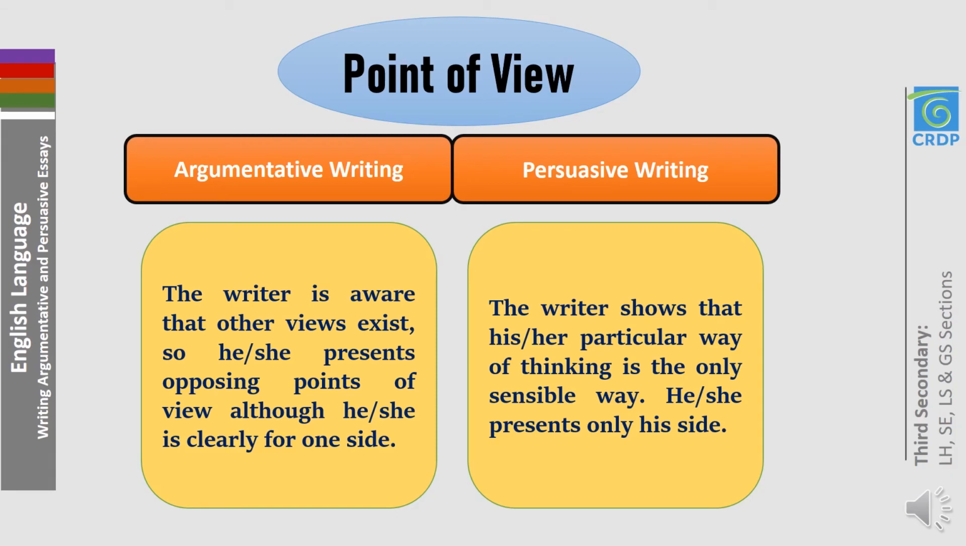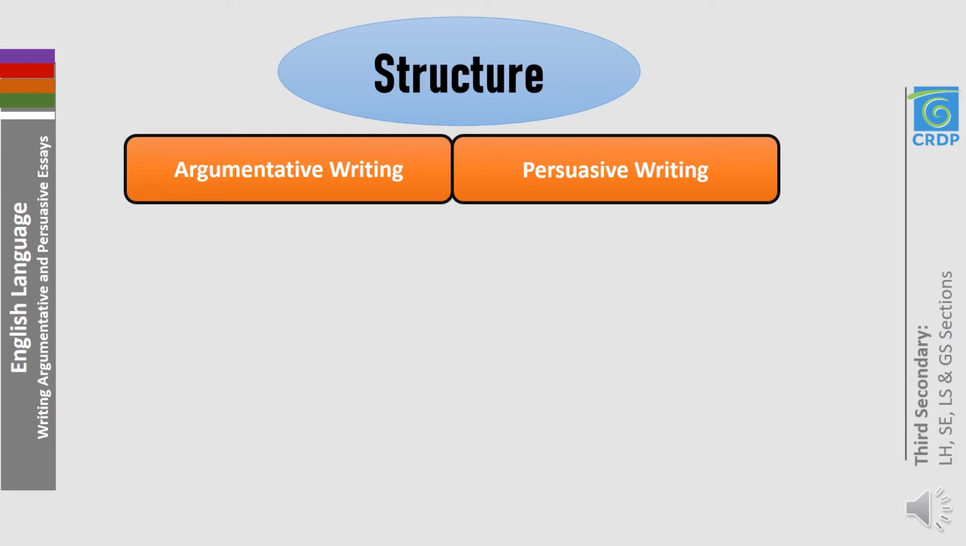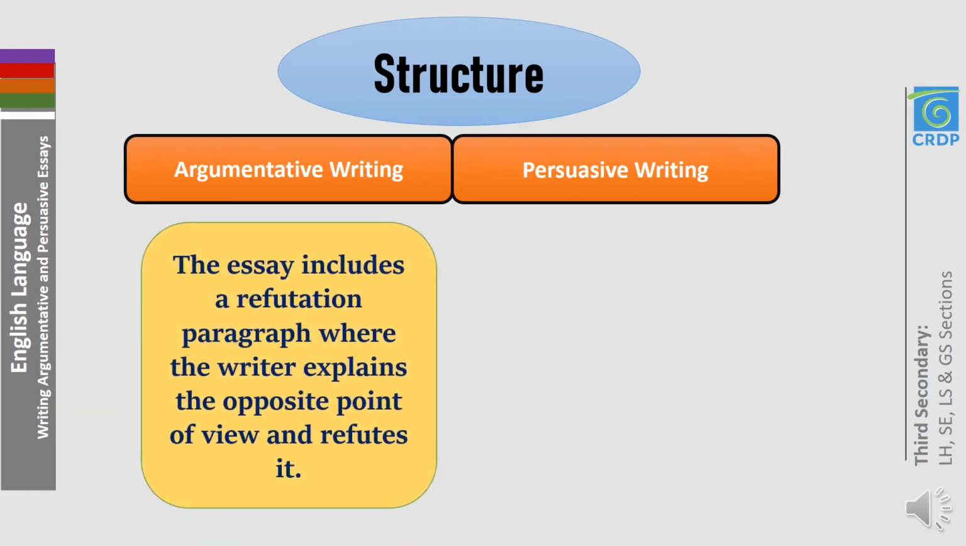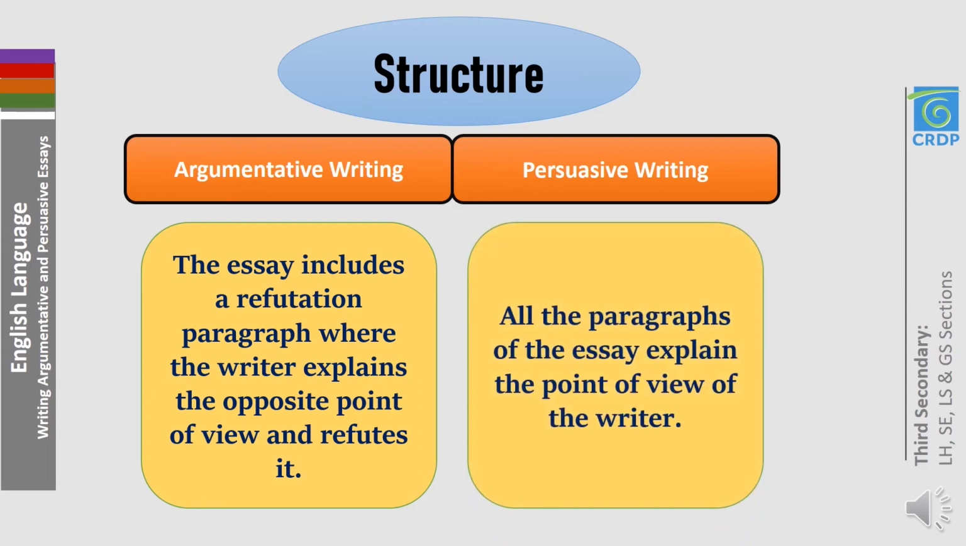Is there any difference on the level of the structure? For sure, there is. In argumentative writing, the essay includes a refutation paragraph where the writer explains the opposite point of view and refutes it. While in persuasive writing, all the paragraphs of the essay explain the point of view of the writer.